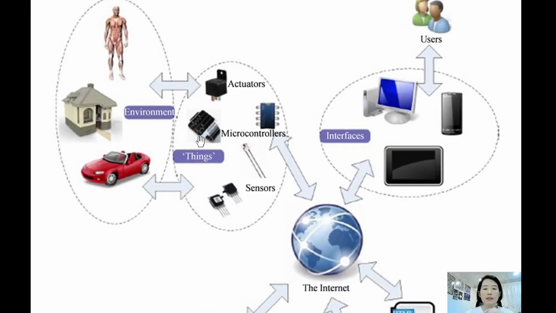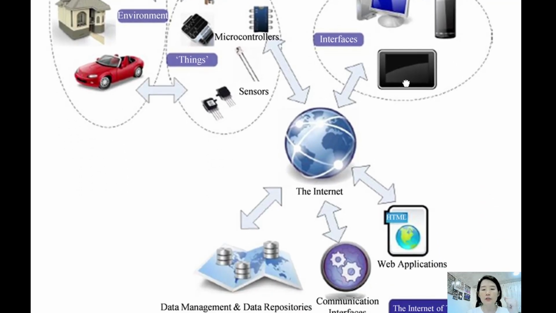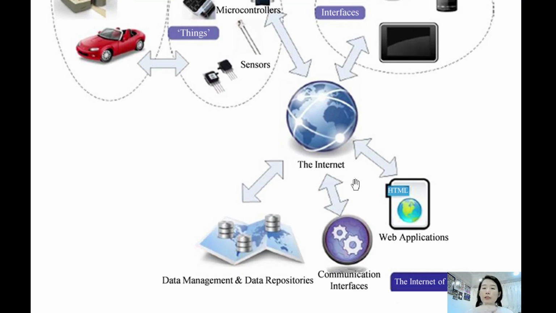Basically, we have different kinds of devices, sensors, or actuators embedded in your devices, and they are going to collect things. Your devices as well, such as the mobile phone, iPad, or a computer, are collecting data as well. All these devices send the data through the internet to the server, and the centralized server will process your data and provide you valuable information to be used in data management, data repository, a communication interface, and a web application.